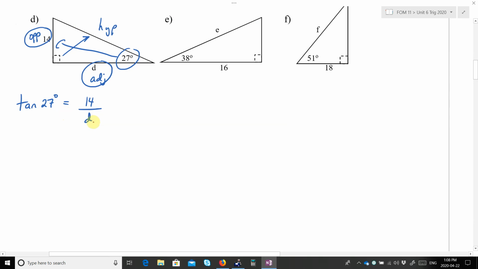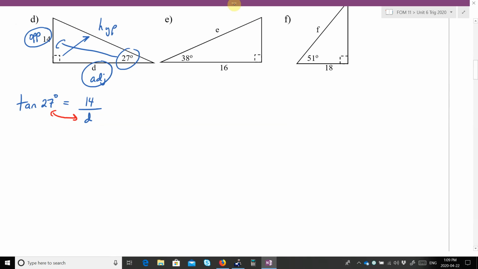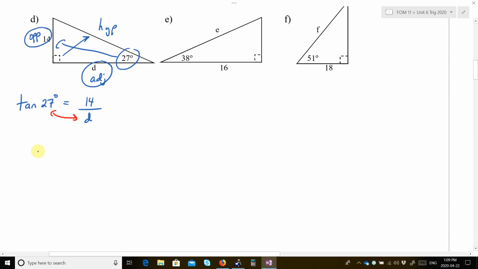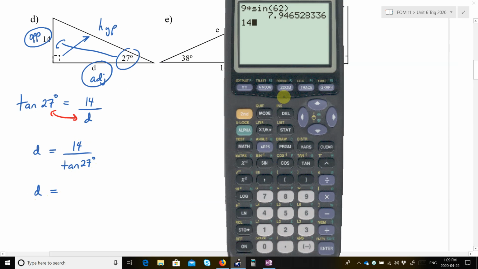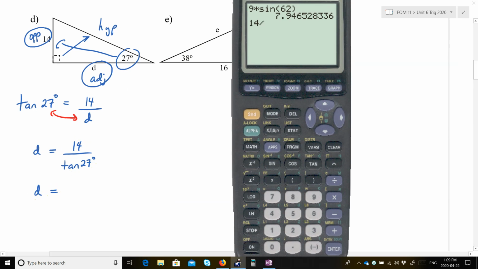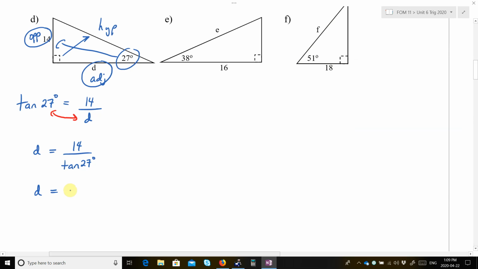Okay, and so remember when we're in this situation that the D and the tan 27 end up switching spots. That was our little trick. And so D is equal to 14 divided by tan 27, and we end up with 27.5 for that adjacent side.